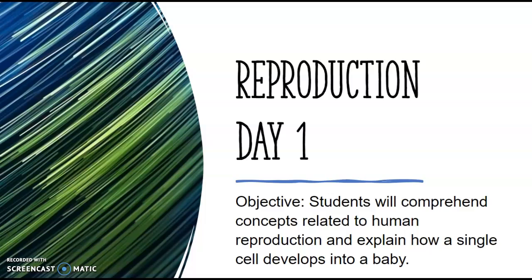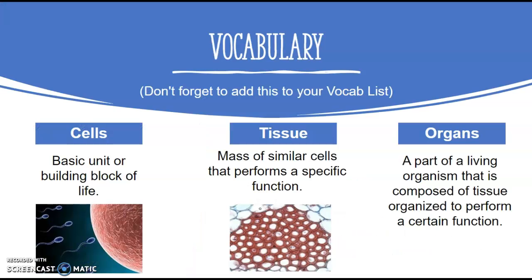So reproduction, day 1. Your objective for today will be to comprehend concepts related to human reproduction and explain how a single cell develops into a baby. This lesson is pretty vocabulary heavy, so don't forget to add the vocabulary that you see in this lesson to your vocabulary list that's due at the end of this unit.